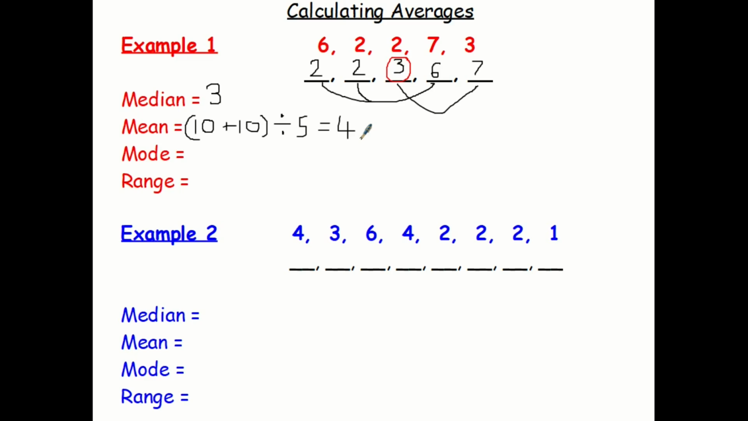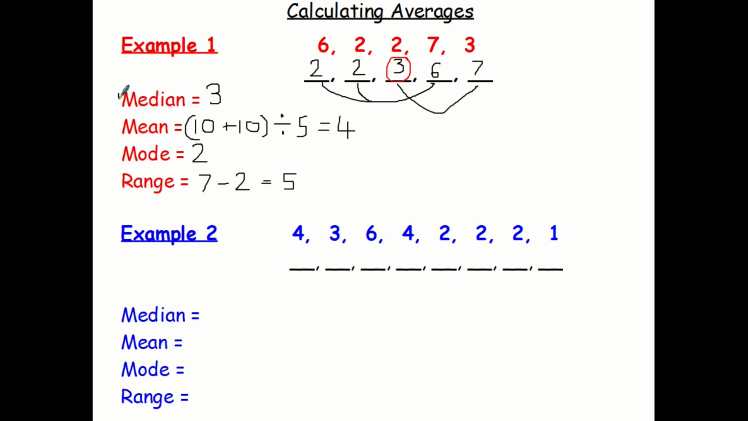What's the mode? Well, let's remind ourselves of the poem. Hey diddle diddle, the median's the middle. You add then divide for the mean, that's what I've done there. The mode is the one you see the most, which is 2. And the range is the difference between the biggest and the smallest. Now remember, range is a measure of spread, not an average.